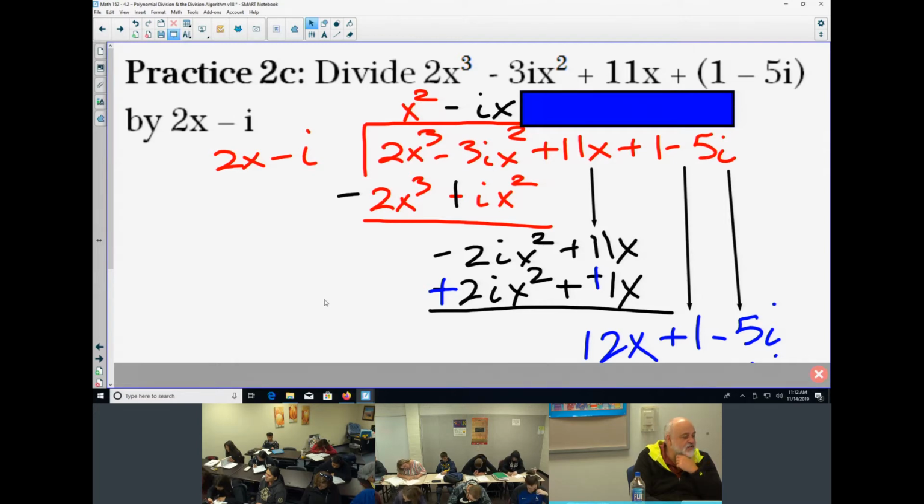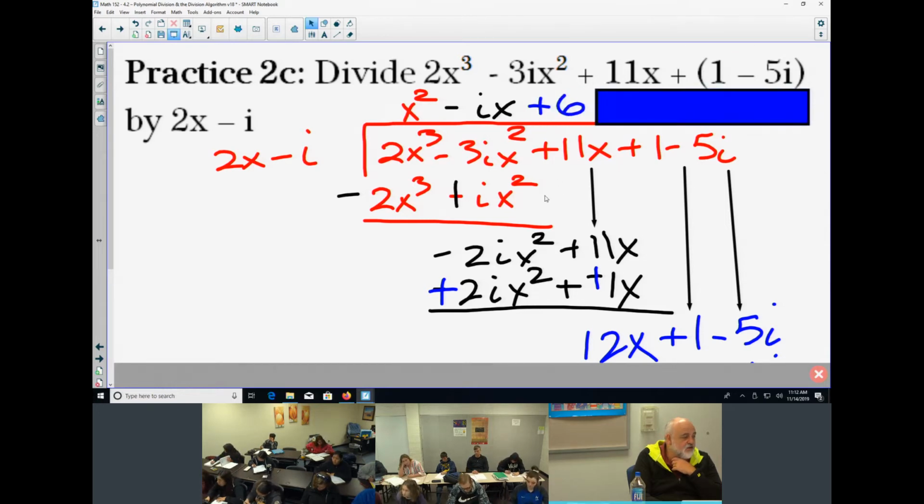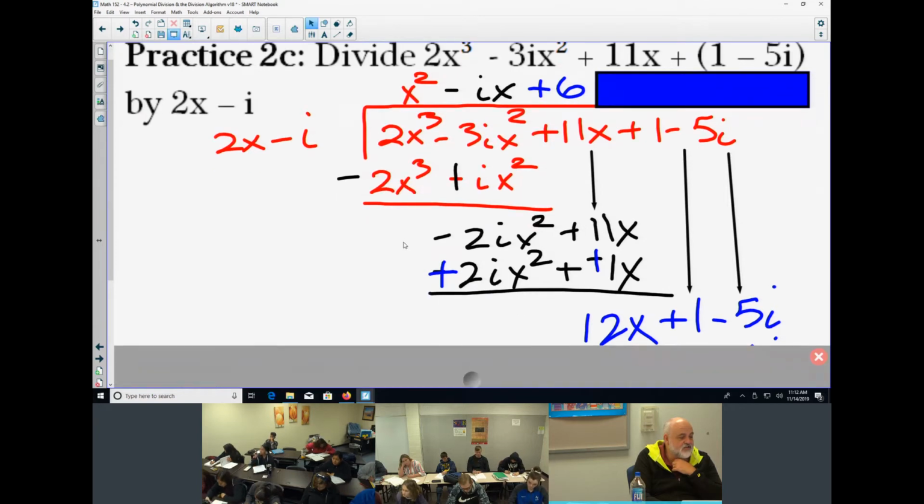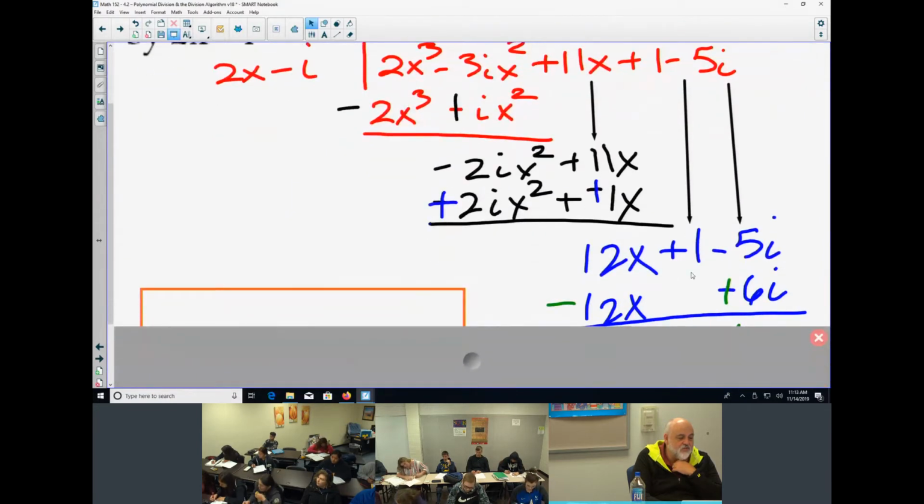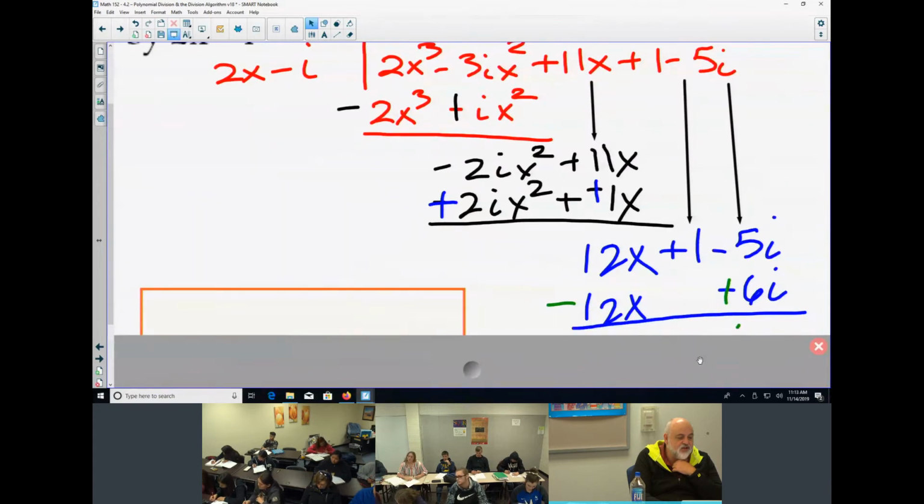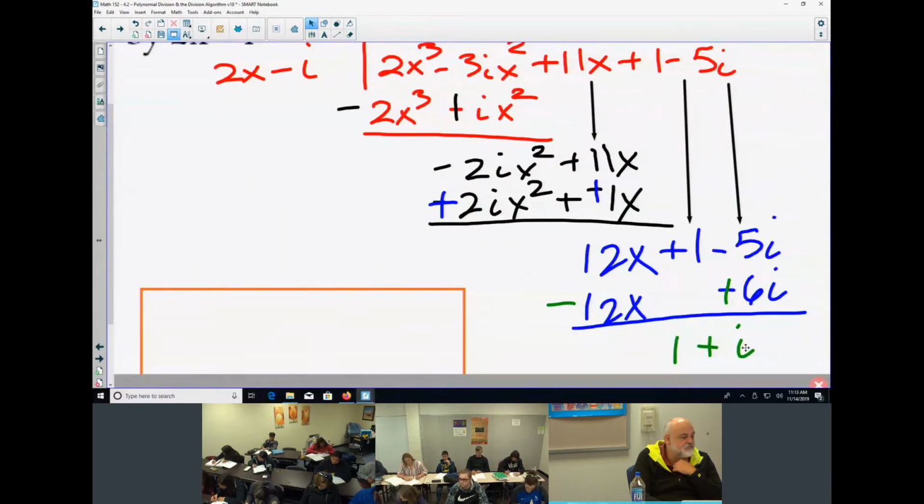All right, so now looking at the middle term, the leading terms. What times 2x is 12x? 6. So you put a plus 6 up there. So 6 times 2x is 12x. 6 times negative i is negative 6i. So change the signs, boom, boom. So the x's cancel, but there's nothing to really combine with the 1, so you just bring that down, so you'll have 1 plus i. So that's your remainder.